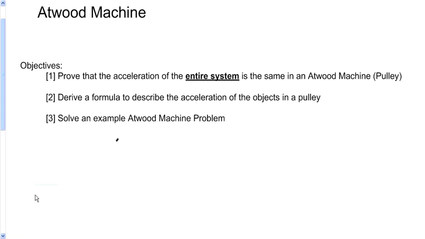So today we're going to talk about the Atwood machine. Today's objectives: we're going to prove that the acceleration of the entire system in the Atwood machine is the same. The Atwood machine, we're going to learn, is a pulley machine. We're going to learn that both pieces accelerate with the same magnitude. We're going to derive a formula to describe the acceleration of the objects in the Atwood machine, and then we're going to solve a sample Atwood machine problem.